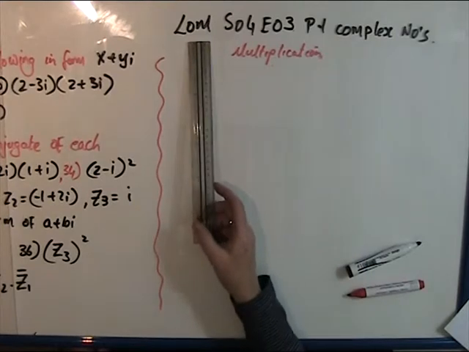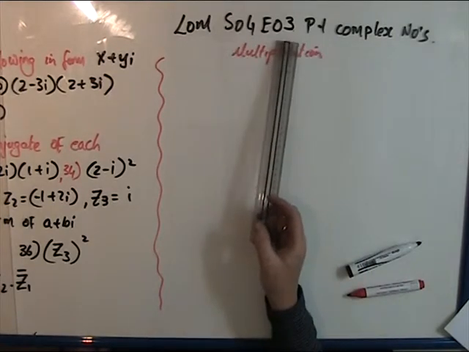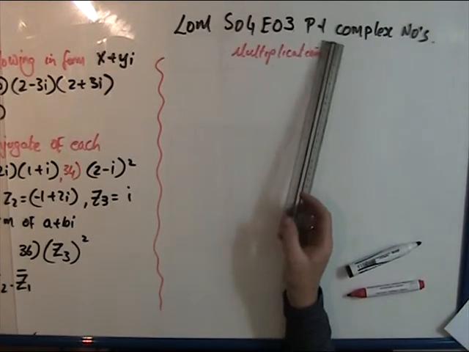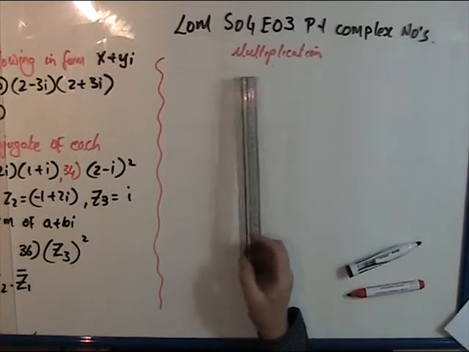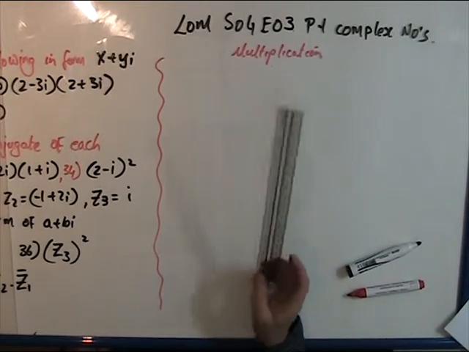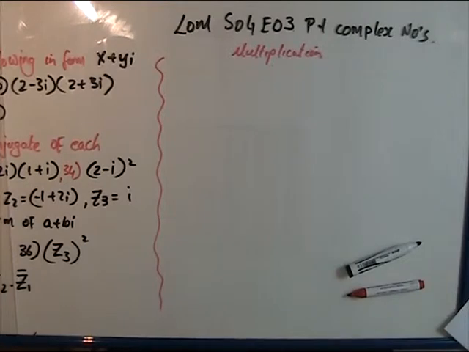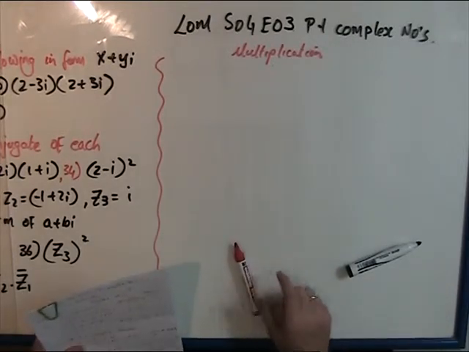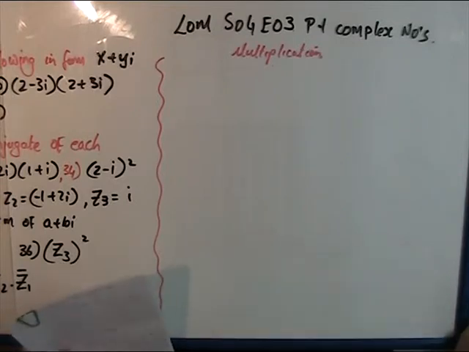Now it's Leaving Cert Ordinary Level Maths Series 4 Episode 3 Paper 1 and it's complex numbers. Okay, and we're doing multiplication, so it's question 4, Paper 1. Now I'm just going to show you how we deal with multiplication.